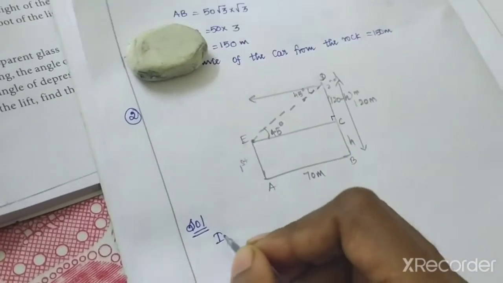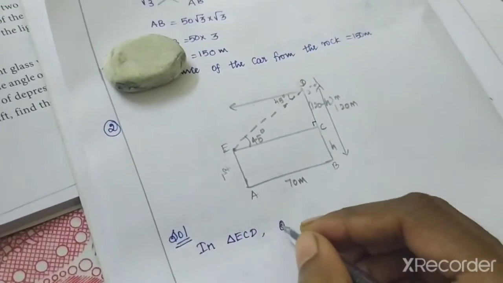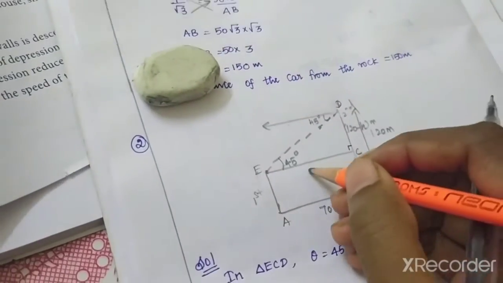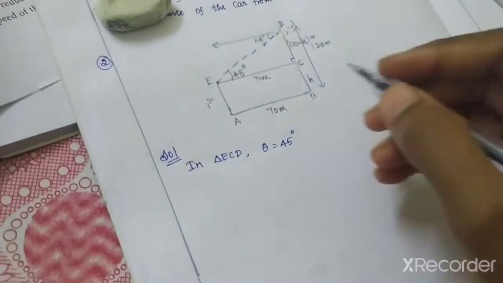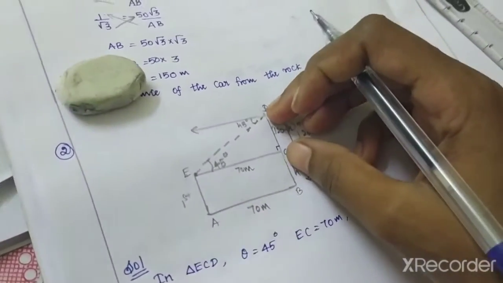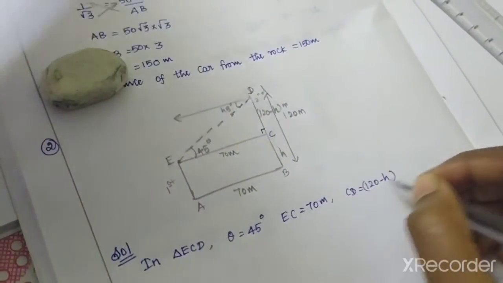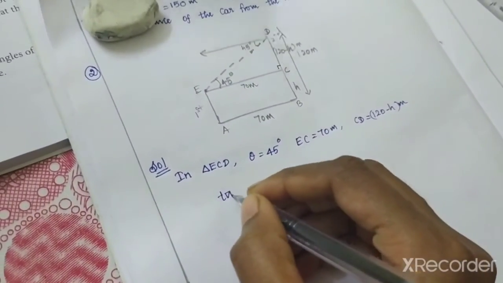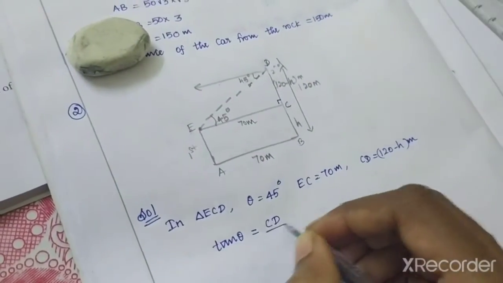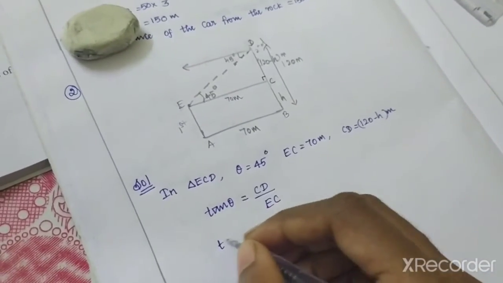You should remember this. In triangle ECD, what is theta? 45 degrees, right? The horizontal is 70 meters, so obviously in this place also the same 70 meters. So EC is 70 meters, and the opposite CD is 120 minus h meters. So tan theta equals opposite CD by adjacent EC.